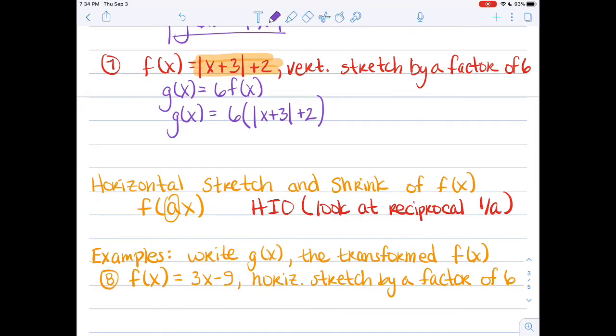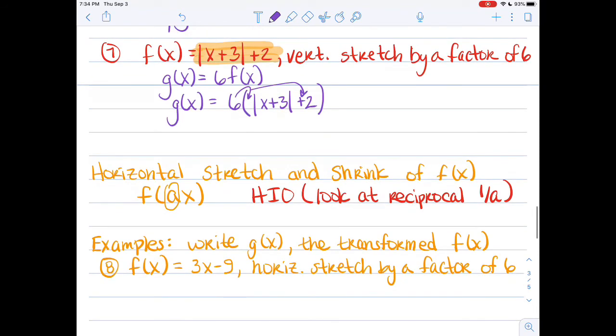So now we need to distribute. We will distribute the 6 to the front of the absolute value bars. And we will also distribute the 6 and multiply it by 2. That is kind of a rule of absolute values. You cannot distribute into the absolute value bars. Consider those to be rigid. You can't bring things in and out of them.